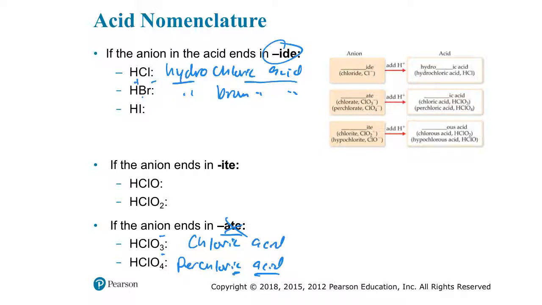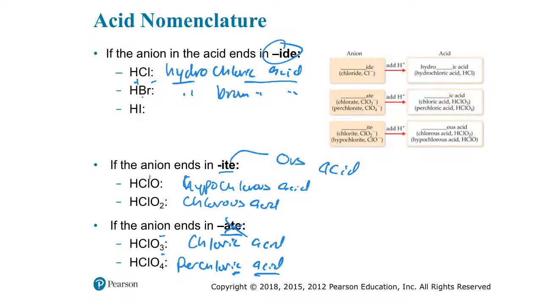And then for the ites, we change them to ous acid. So this would be chlorous acid. And then this one would be hypochlorous acid. So you're changing the ite ending to ous acid when you recognize the anion, sort of complementary or related to the acid. You're picturing that ion, saying what's its name, and then coming up with the name of the acid is a derivation from the anion's name.